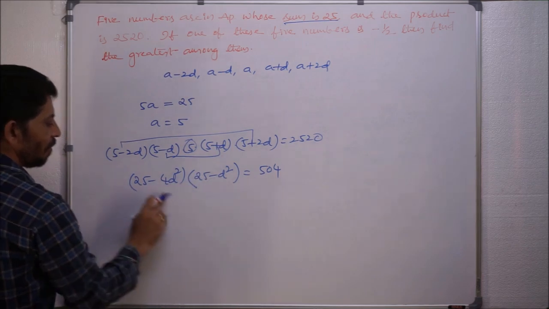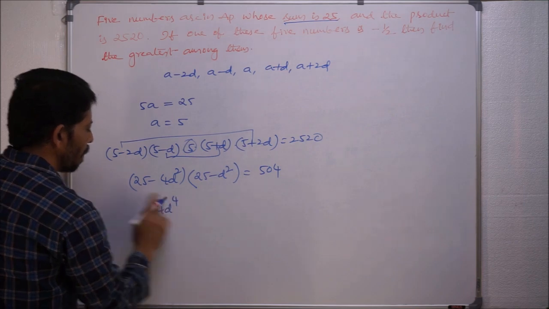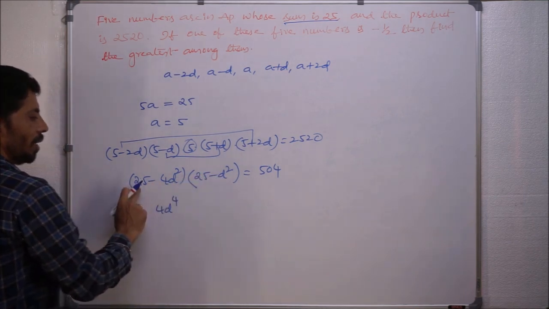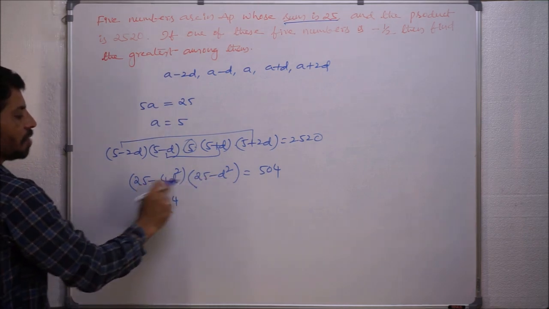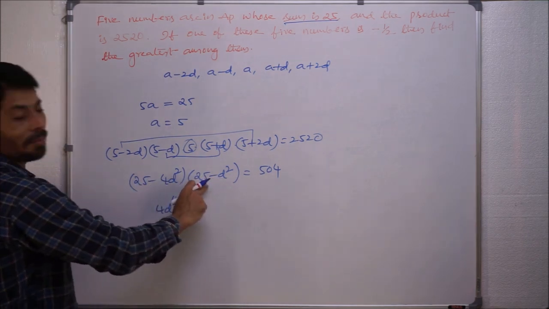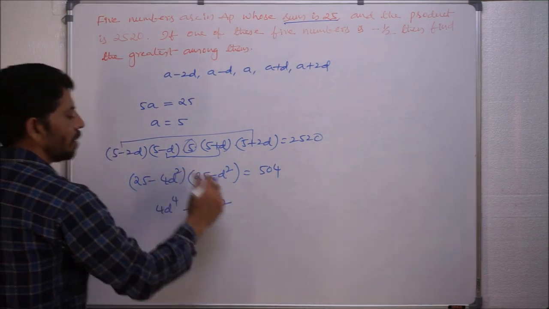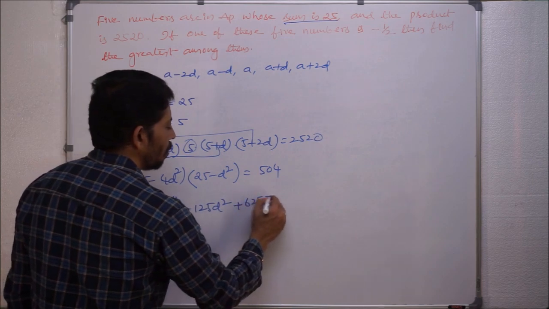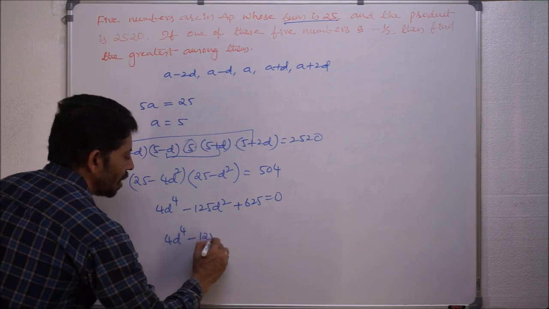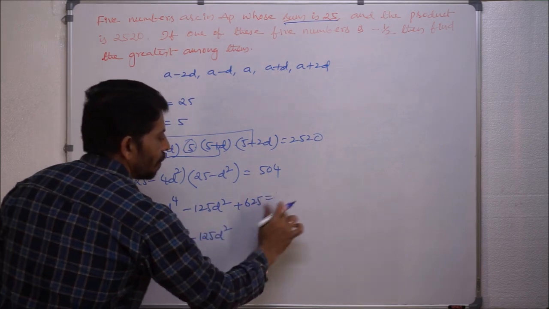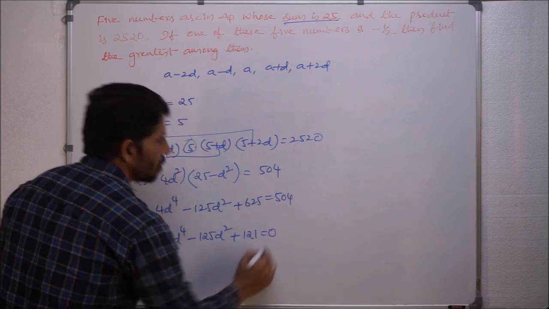Now on simplifying, minus 4d square into d square will give 4d to the power of 4. Then 25 into minus d square is minus 25d square, and minus 4 into 25 gives minus 100d square. So altogether minus 125d square. And 25 into 25 is 625, minus 504 gives plus 121 equals 0. On simplifying, 4d to the power of 4 minus 125d square plus 121 equals 0.